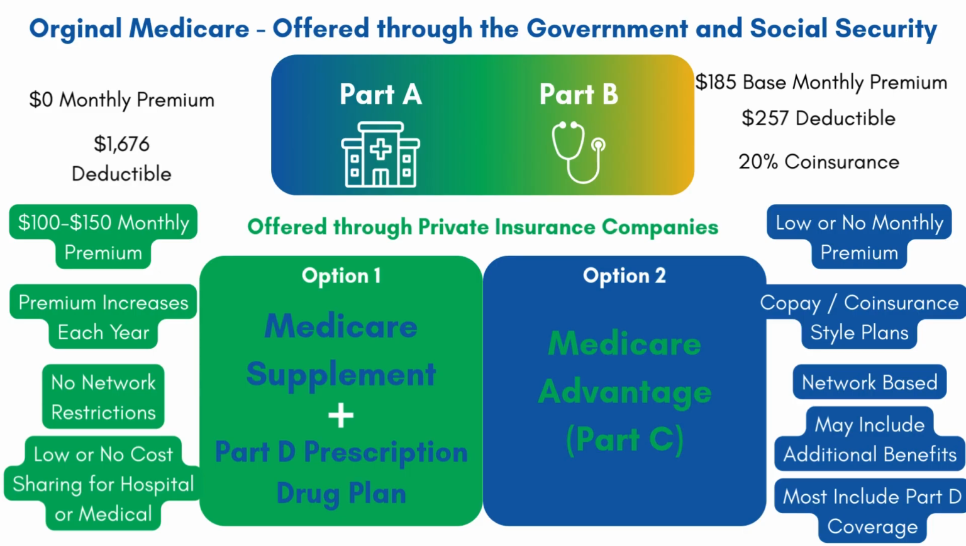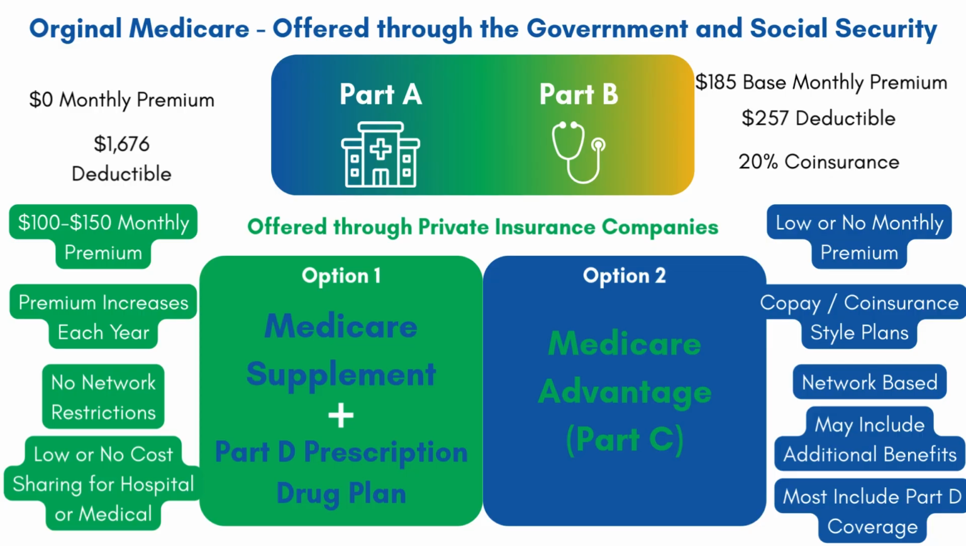So to summarize option 1 versus option 2, option 1 is a Medicare supplement and then they get a separate prescription plan. These plans feature a higher monthly premium than option 2 because they have to pay an additional premium for the supplement and an additional premium for the drug plan. Because of that, though, they have low or no cost sharing medically and no network restrictions when they use their hospital and medical coverage throughout the country. Pretty good pros there, great coverage, but more expensive.